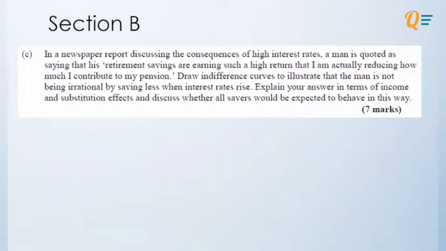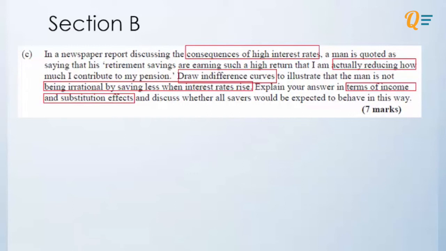Now, for part C. In the newspaper report, these are the things that we need to take note of. Such a long question. High interest rates, draw indifference curves, see whether a man is irrational by saving less when interest rate increases, explain the answer in terms of income and substitution effects. Previously I mentioned a bit about income and substitution effects. And then lastly, we will close it by saying whether all savers would be expected to behave in the same way.